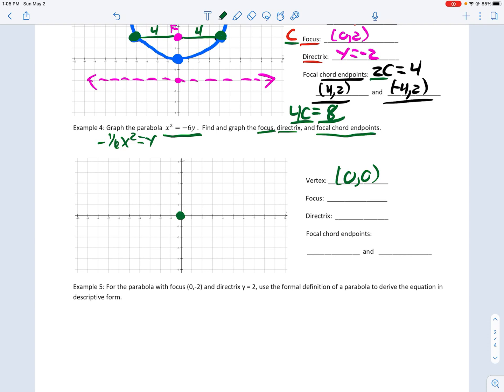Your a value is -1/6. So to find c, it's 1 over 4a. So 1 over 4 times -1/6.